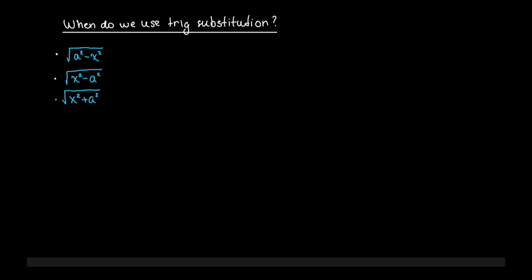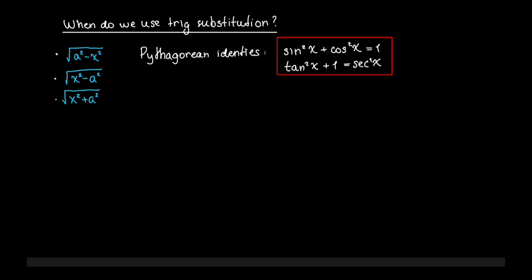The theory behind this is that we use the trigonometric identity, and there are actually two of them. More precisely, they are called the Pythagorean identities. These two Pythagorean identities are something that you definitely should have learned in trigonometry, and I also mentioned them in the introduction video.